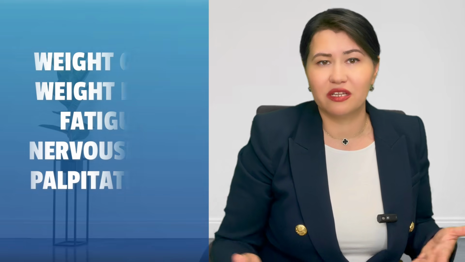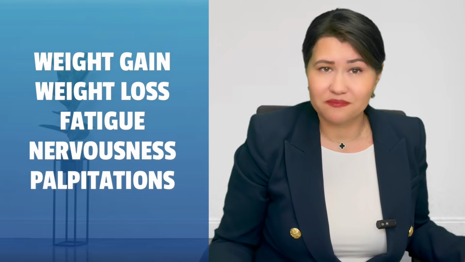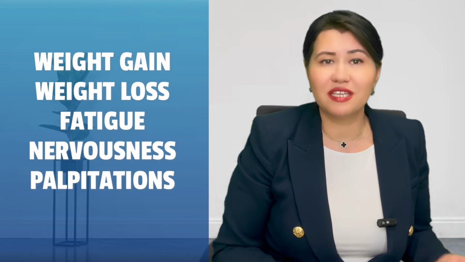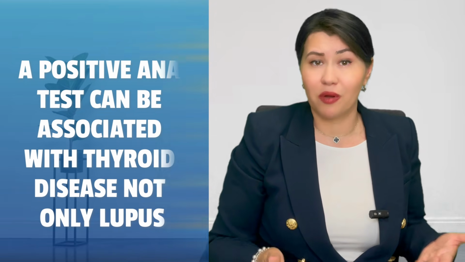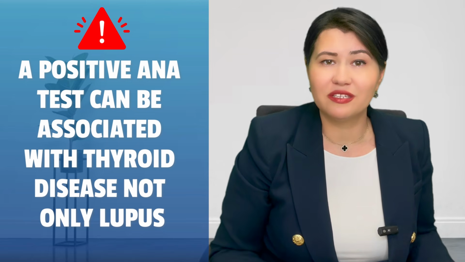Symptoms can range from weight gain to fatigue, being nervous, having palpitations, and the list can go on and on. A positive ANA test is very often seen in these autoimmune thyroid diseases, which can point towards the cause of these changes in your body. So, a positive ANA test can be associated with thyroid disease and not only with lupus.